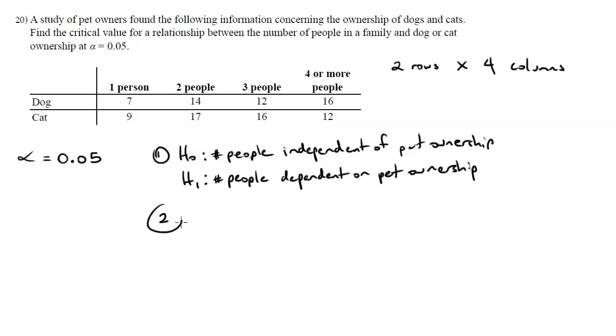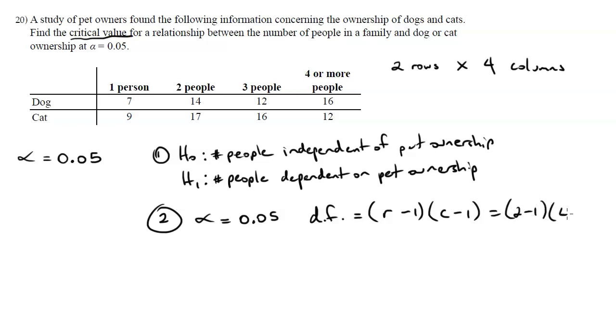Okay, so we're trying to determine the critical value here, right? That's what the question is asking for, a critical value. So we know alpha is 0.05. And from the last question, we know degrees of freedom are rows minus 1 times columns minus 1, which will be 2 minus 1 times 4 minus 1. So degrees of freedom will be 1 times 3. There are 3 degrees of freedom here, okay? So maybe I shouldn't box that because that's not really an answer, right? That's just 3 degrees of freedom.